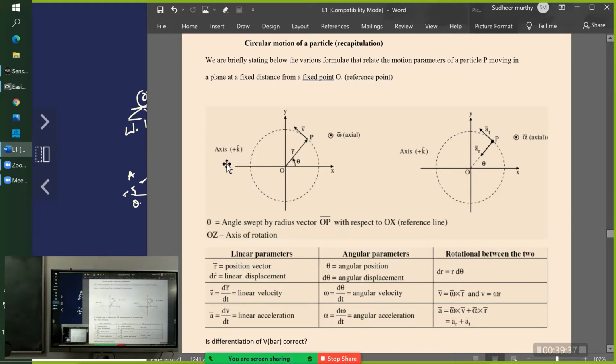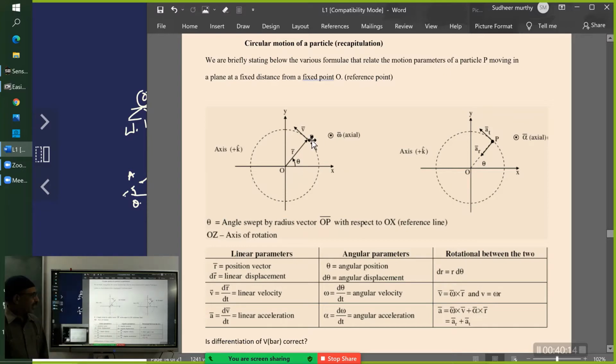Don't look at my face, look at the board. The axis is perpendicular to the plane of rotation, and passing through the center. Please be reminded now: it is not sufficient to say the axis is perpendicular, but you should also locate its position, where it is passing through. It is passing through the center.